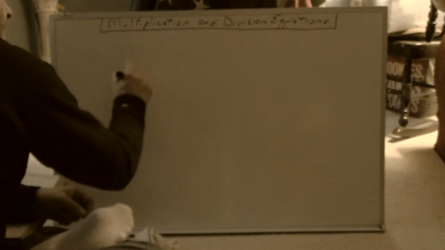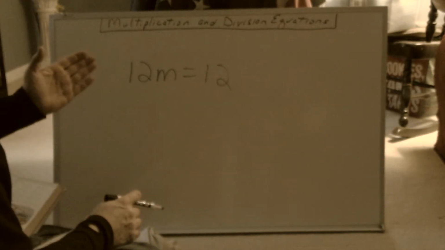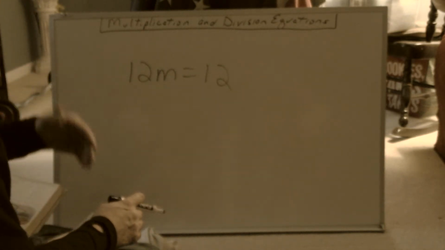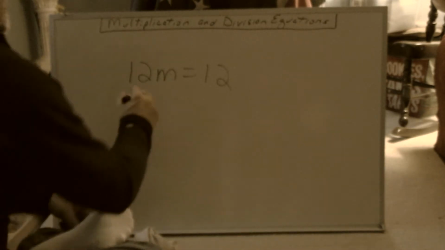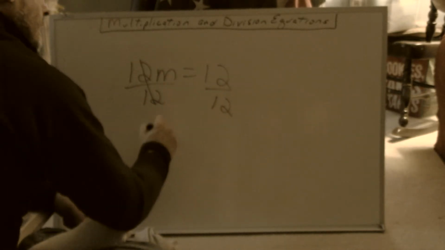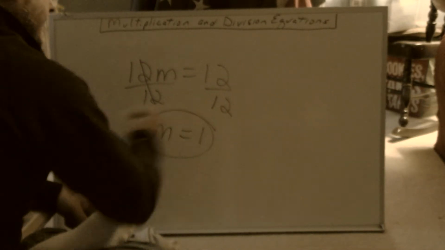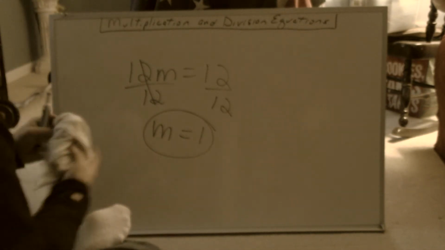Well, we don't really see this. Well, let's do this. This is a baby one. I threw an m in there. 12 times m equals 12. What number times 12 is 12? Well, come on. It's 1. Bingo. I don't think I even have to check that, because 12 times 1 is, of course, 12.